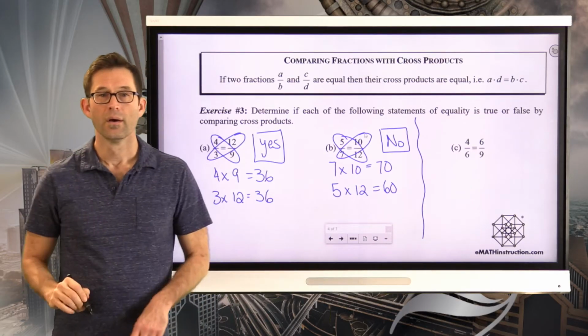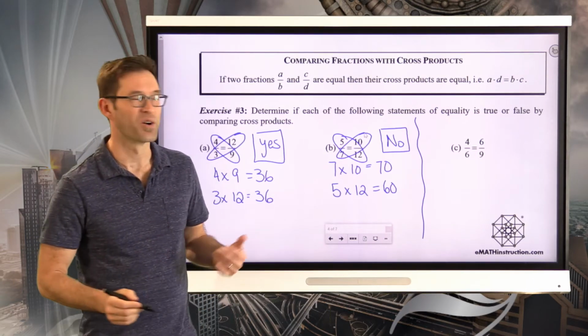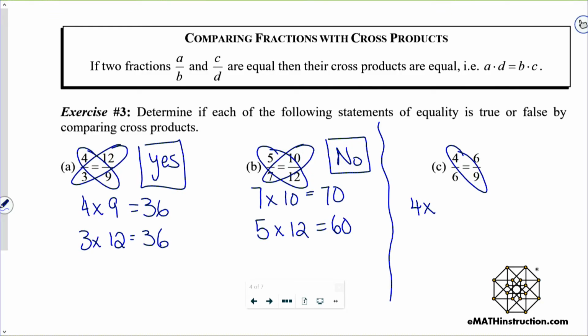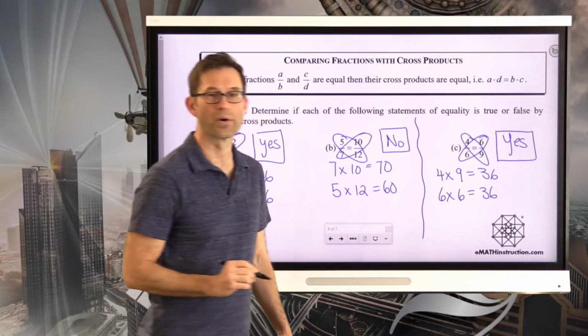All right. I wasn't too original in letter C, sorry about that. But in this case, if I do 4 times 9, I'll get 36. If I do 6 times 6, 36 is just such a nice number, I also get 36. So yes, those two fractions are equal.